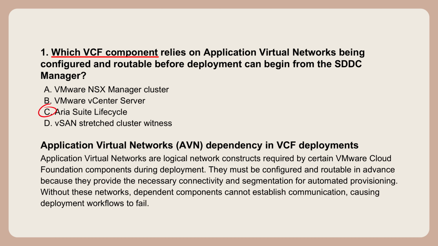And what about option D, the vSAN Stretched Cluster Witness? That fails because the witness is typically an external appliance used for disaster recovery configurations, which happens way later. Right. It relies on standard routing to the vSAN network, not the specific AVN overlay designed for the Aria management suite. Got it. So now that we have our components deployed, what happens when it's time to upgrade them? That is the logical next step.